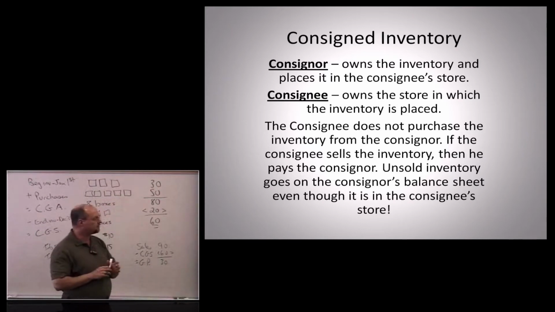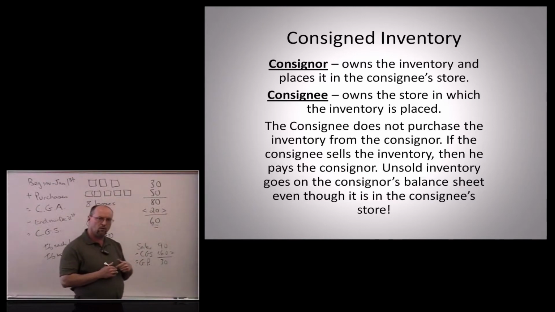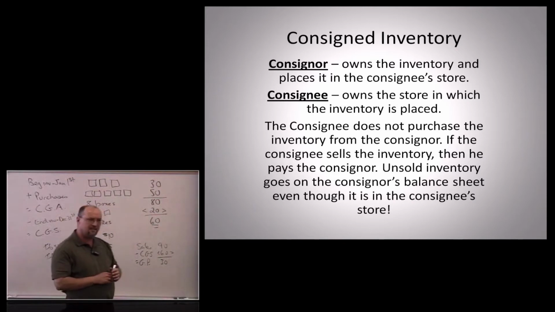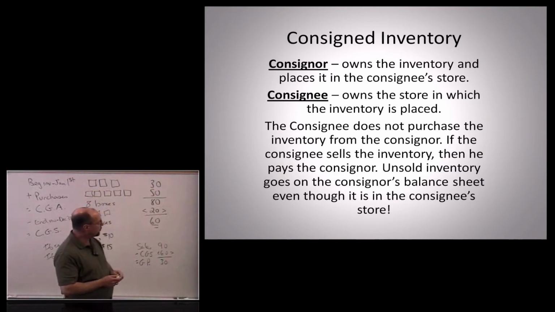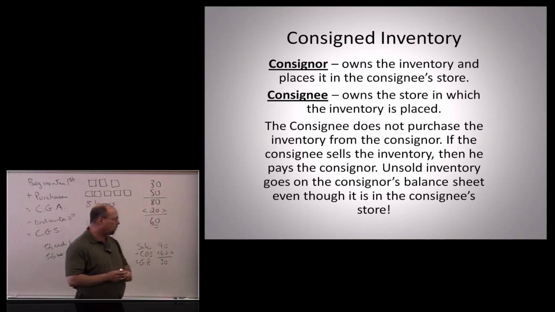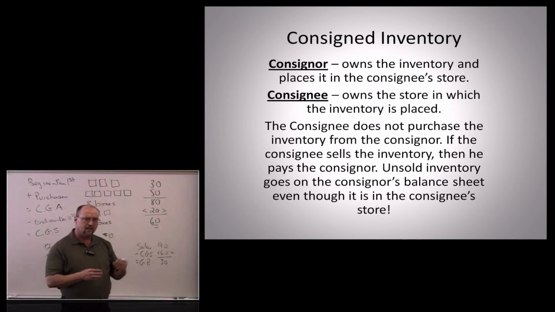From an accounting standpoint, the owner, that would be me and my coffee mugs in this case, I'm the consignor, the store is the consignee. Okay? I own the inventory, even though I put my inventory in the store. Consignee does not own my inventory. Therefore, notice on the slide, unsold inventory will go on my balance sheet. Even though that inventory is in the store, it goes on my balance sheet.